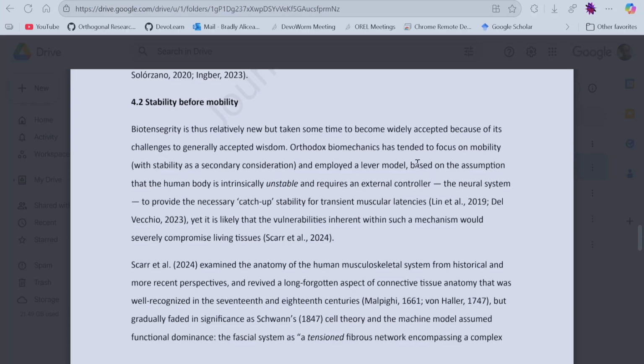And so this is talking about how things are unstable. The structure has to come before mobility. You can't have mobility without structural stability. Orthodox biomechanics has tended to focus on mobility with stability as a secondary consideration. But it's the other way around, where you need to have stability first and then mobility, and mobility has to catch up to stability rather than the other way around. Otherwise, you have this intrinsically unstable system.